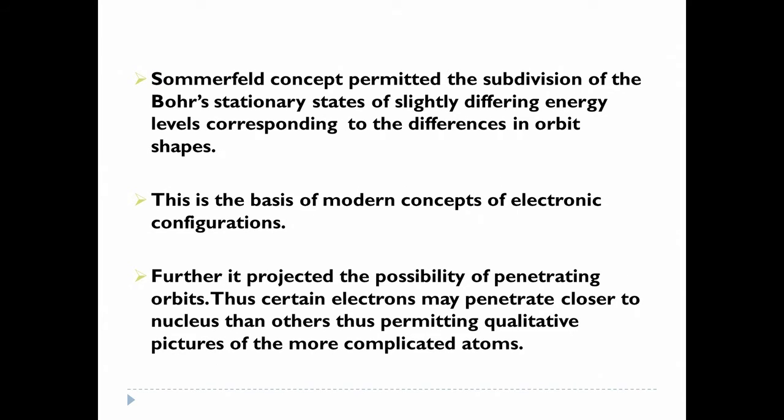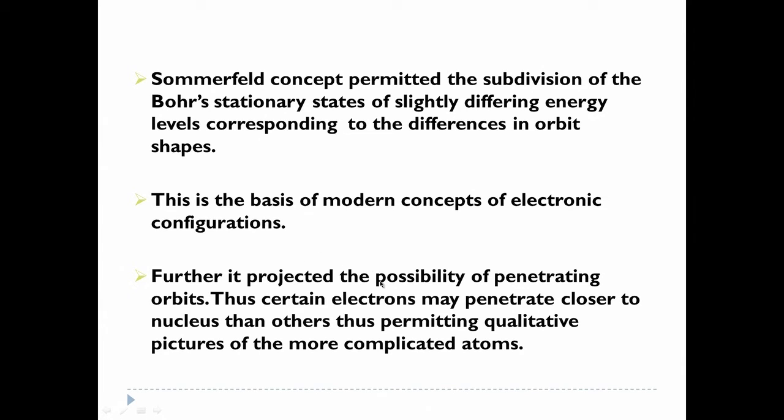That is, I explained to you that it is a magnetic field that makes it look somewhat more complicated. Instead of one single line, it is a double line. So, such fine structure could be explained by Sommerfeld's theory. What he did essentially was permit the subdivision of the Bohr stationary states into slightly differing energy levels corresponding to the differences in orbit shapes, and this is the basis of the modern concept of electronic configuration also.